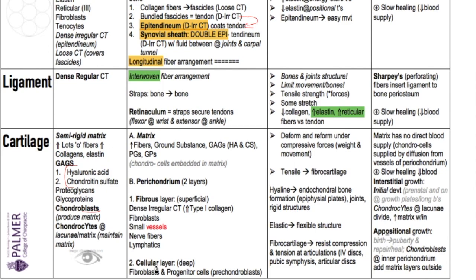The deeper cellular layer of a perichondrium is just going to have cells. It's going to have fibroblasts again, and something kind of like a stem cell, a more evolved, a more differentiated stem cell called a progenitor cell, or a pre-chondroblast, okay, which will turn into chondroblasts, which make more matrix to make more cartilage tissue, okay, and eventually these chondroblasts will turn into chondrocytes and continue in this job, basically. So cellular layer just has cells.